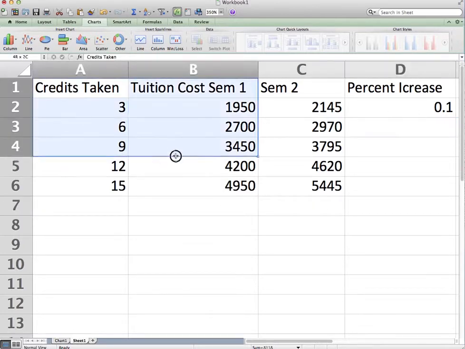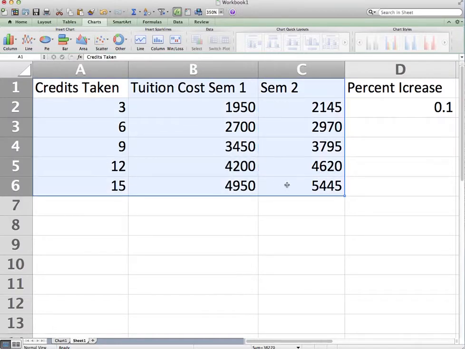I'm going to choose this data, and again, I'm going to make an XY scatter. I want to look at, is there a linear pattern here? What is the linear pattern? Can I figure out some information here? What can this tell me?